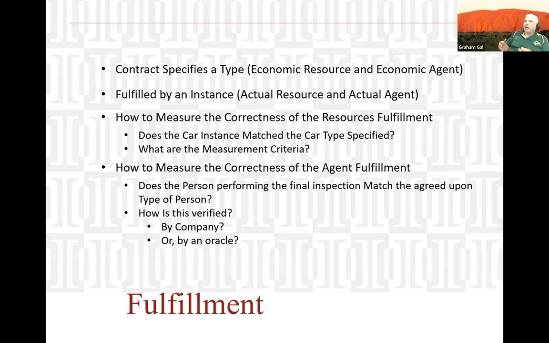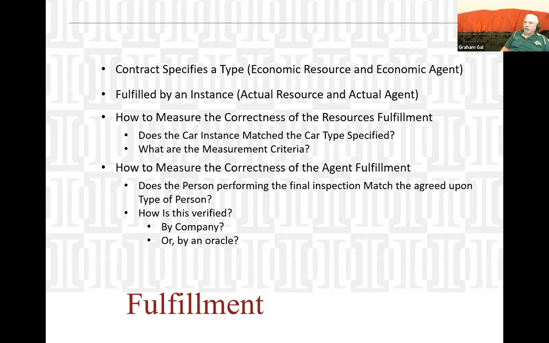Now, in a smart contract, you can't say, I go to the car dealer and I say, I'm not going to accept that car because the door latch isn't the way I wanted it, or the windshield. Those are not possible with smart contracts, because the fulfillment of types has to be completely specified. So when the instance is delivered, I can match it and say, yes, this matches. And you can't go back and say, that color is not what I wanted. Smart contracts don't allow that. And so we need to have measurement criteria so that when the instance arrives, I can exactly measure whether or not it matches. When we talk about resource types and instances, we need to have something in the software that can match that.